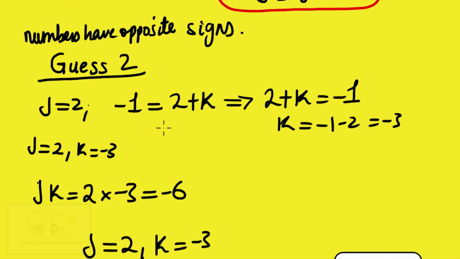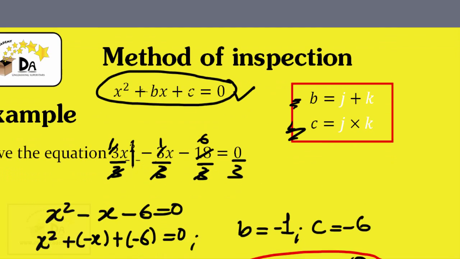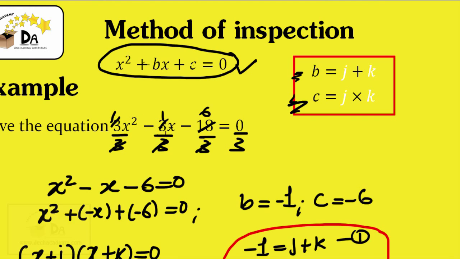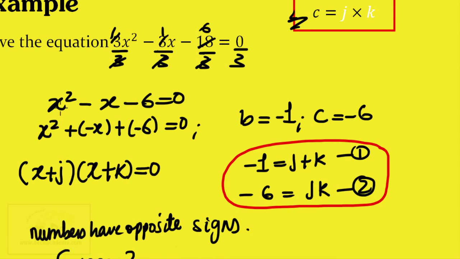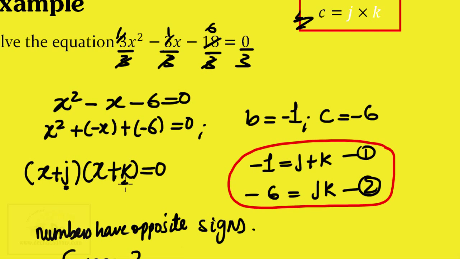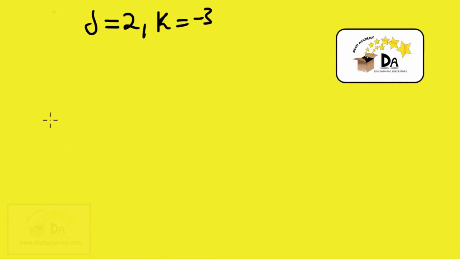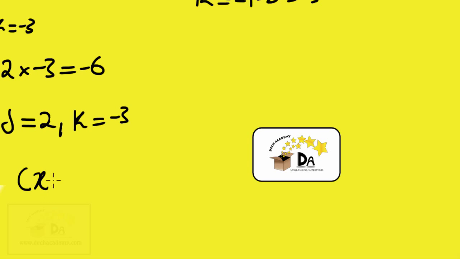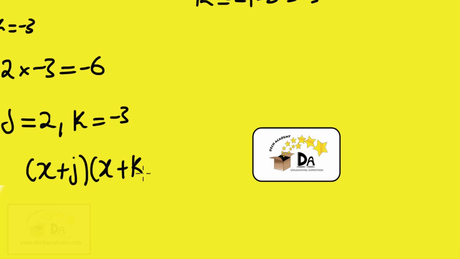So our original equation, which is 3x squared minus 3x minus 18 equals 0, which we simplified to x squared minus x minus 6 equals 0, can now be written in this form. We now know what j is, and we also know what k is. So doing that below, we now know that our original equation can be written in this form.